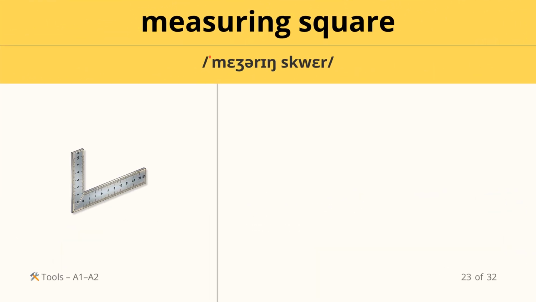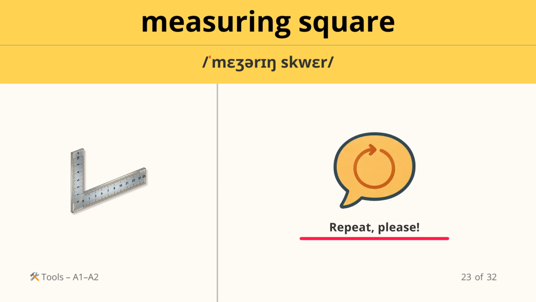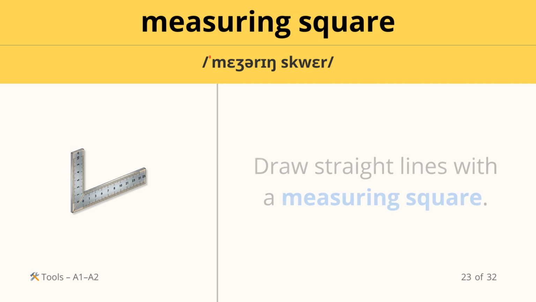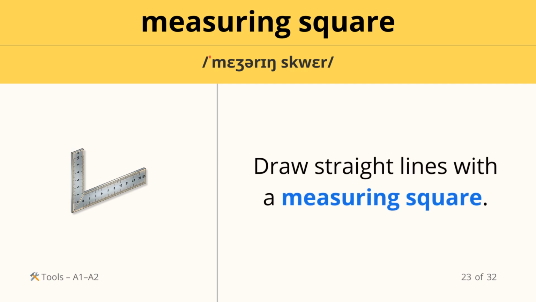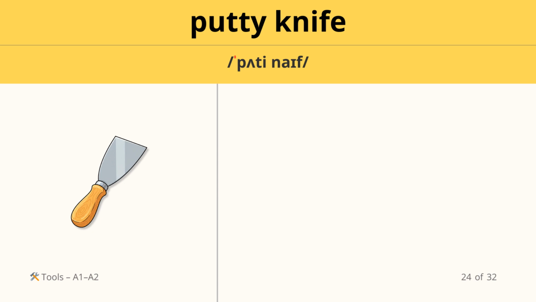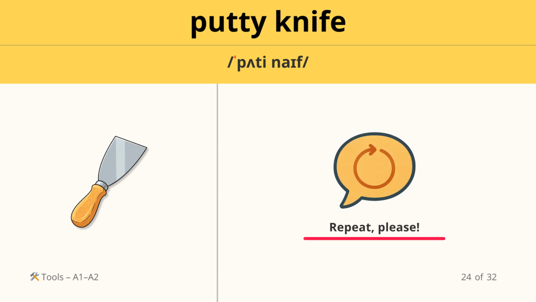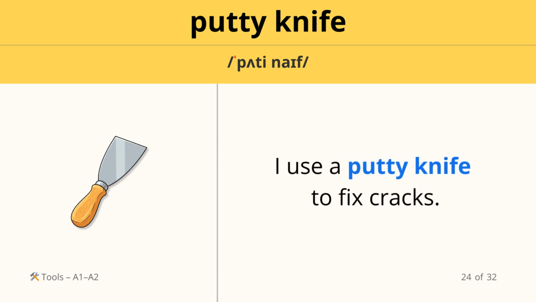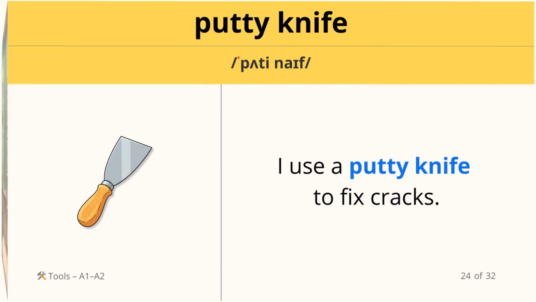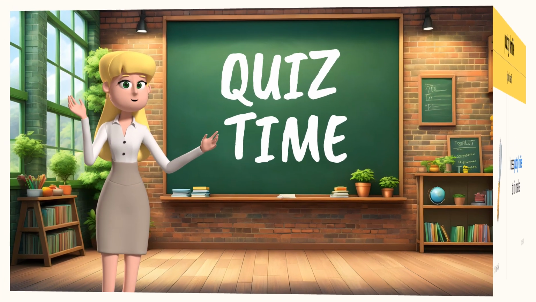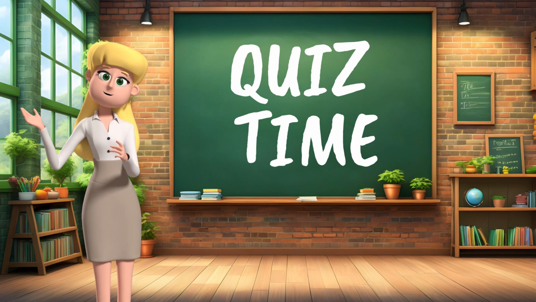Measuring square. Draw straight lines with a measuring square. Putty knife. I use a putty knife to fix cracks. Putty knife. Let's try a few more. Keep going and track your answers.